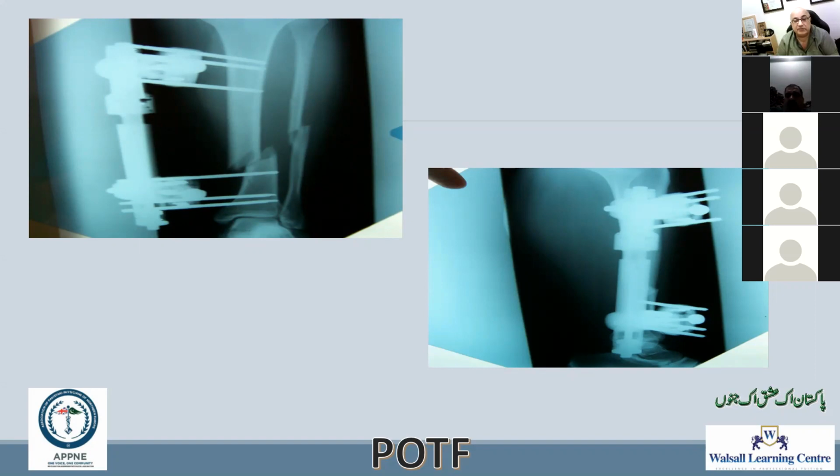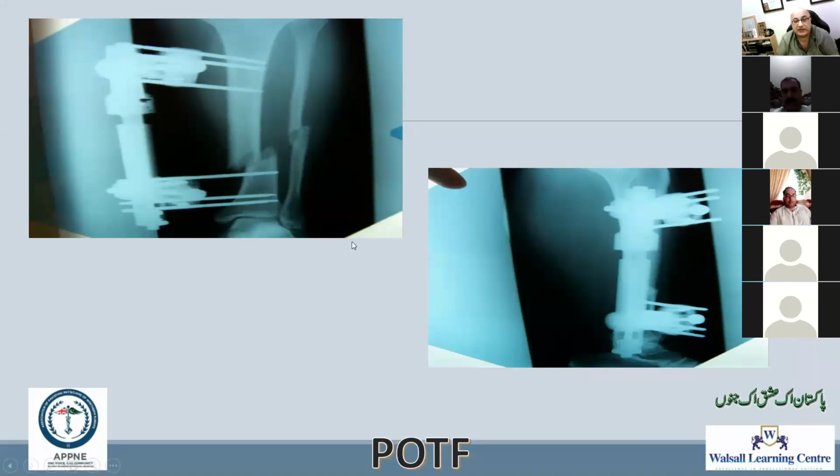Okay, so the big question for an open fracture, you must know the Mangled Extremity Severity Score, MESS. You must know this because this is how you decide whether the limb can be salvaged or not. So we agree with that? Yes, sir. Okay, so that's very good.